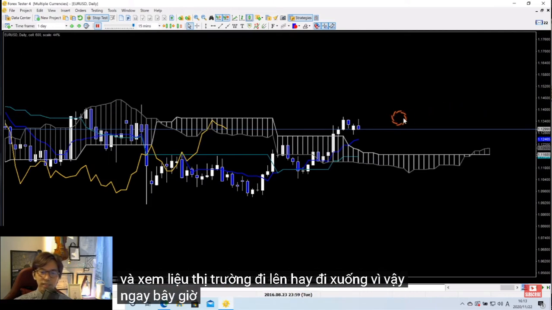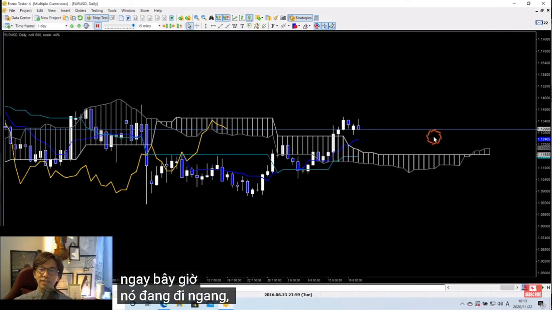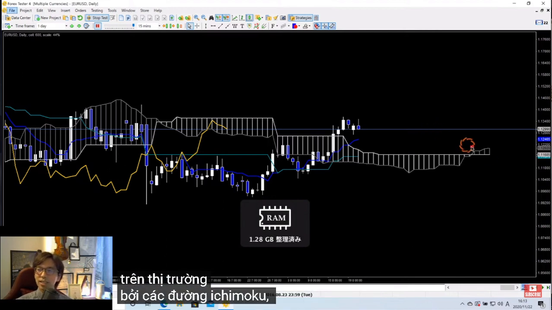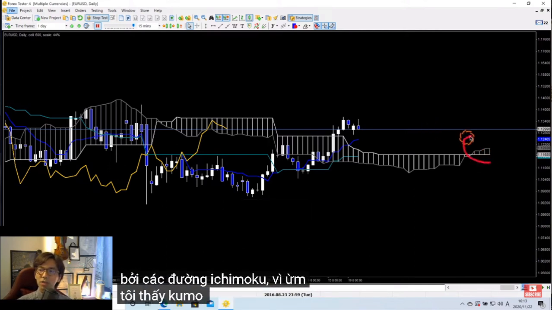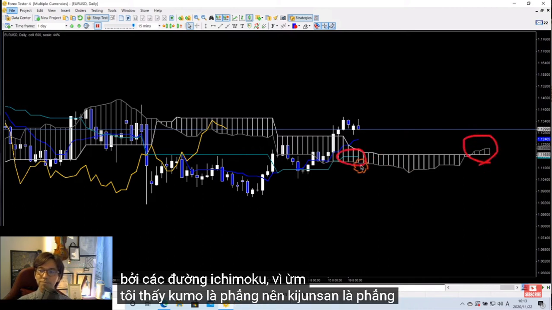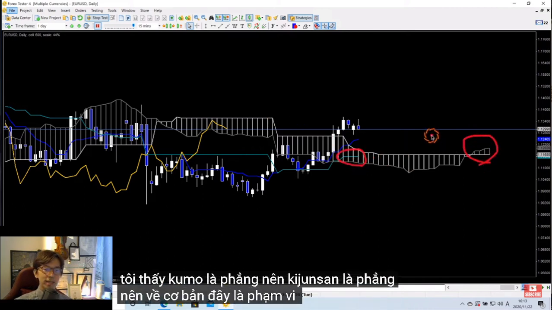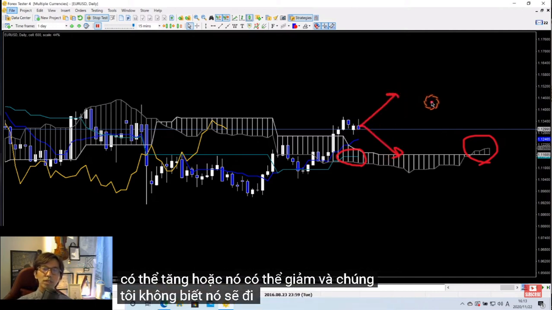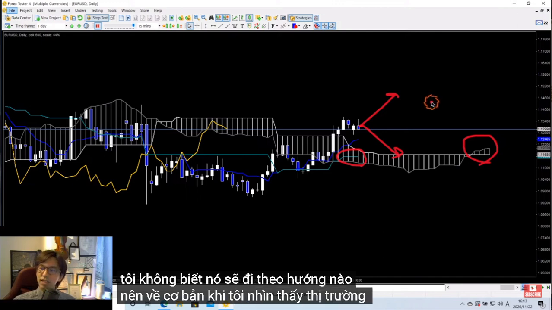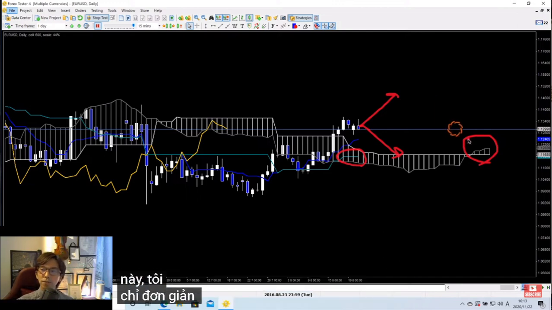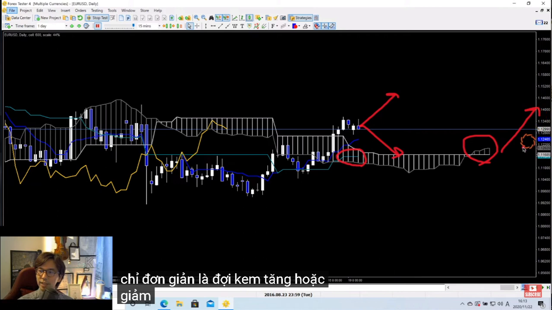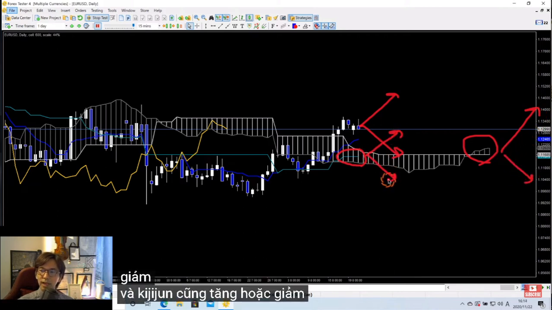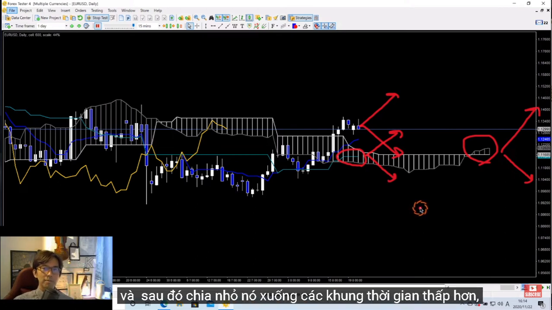Right now this is flat, ranging. There's no trend in the market by Ichimoku lines, because I see the Kumo is flat, Kijun Sen is flat. So this is basically a range. The price might go up or it might go down, and we don't know which way it's going. When I see the market like this, I would simply wait for the Kumo to go up or down, and also Kijun Sen to go up or down, and then break it down to lower time frames.